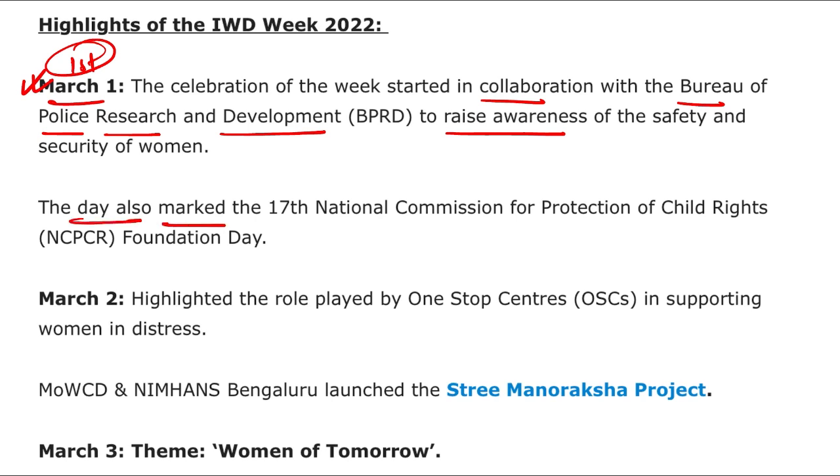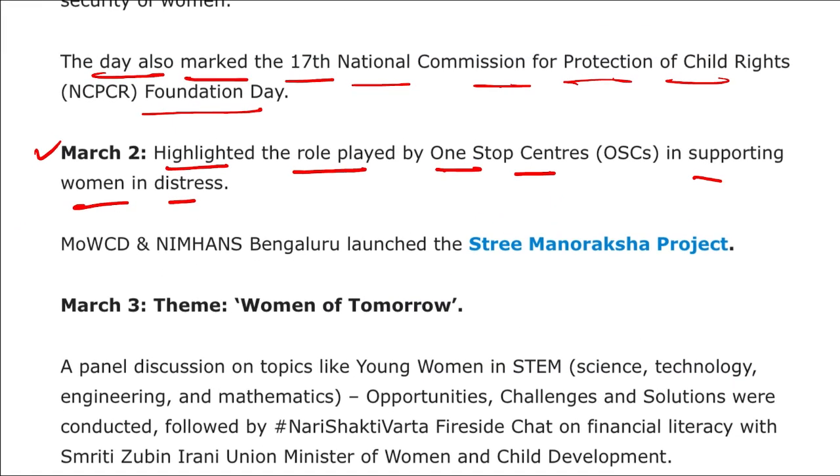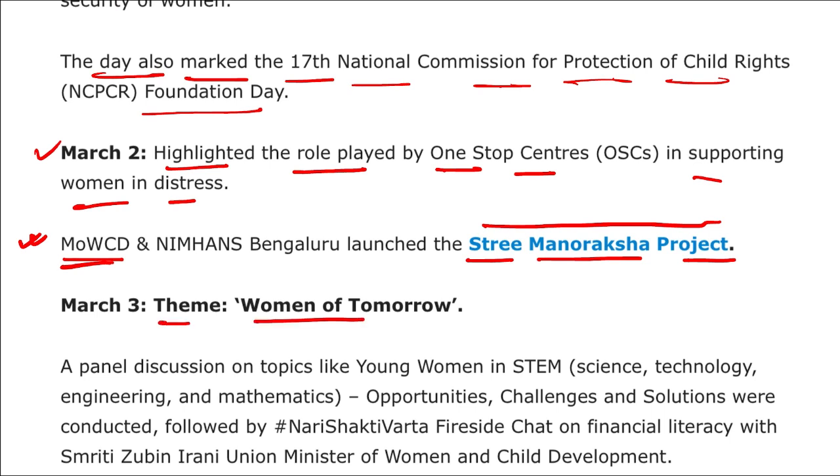The day also marked the 17th National Commission for Protection of Child Rights Foundation Day. On 2nd March, it highlighted the role played by one-stop centers in supporting women in distress. Then remember, Ministry of Women and Child Development and NIMHANS Bangalore launched the Stree Manoraksha project. If asked which is the ministry associated, it is the Ministry of Women and Child Development. Then on 3rd of March, the theme was Women of Tomorrow.